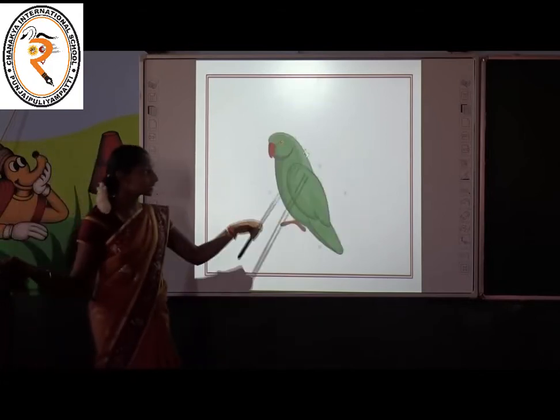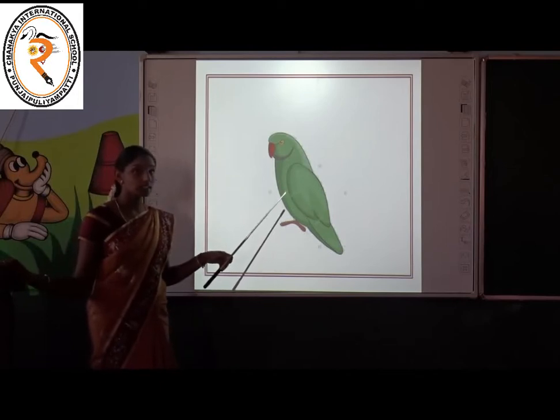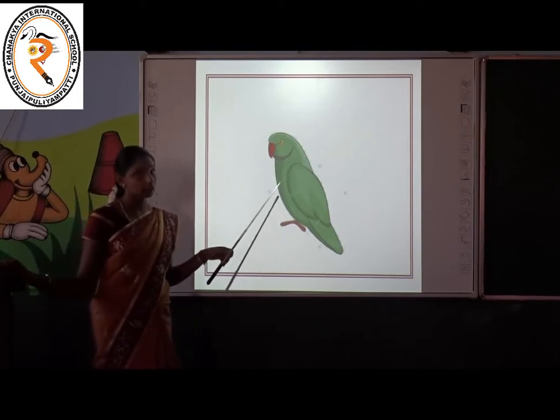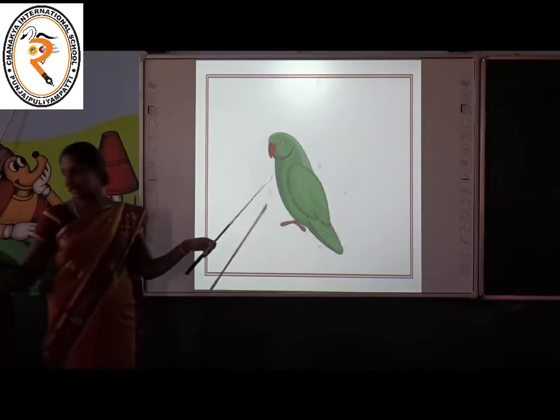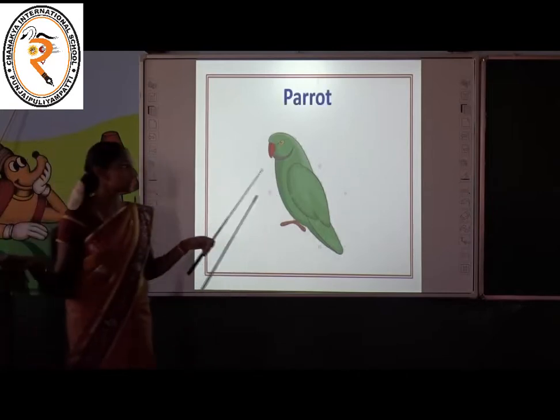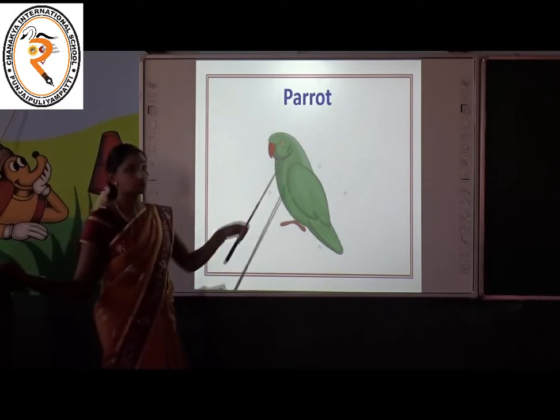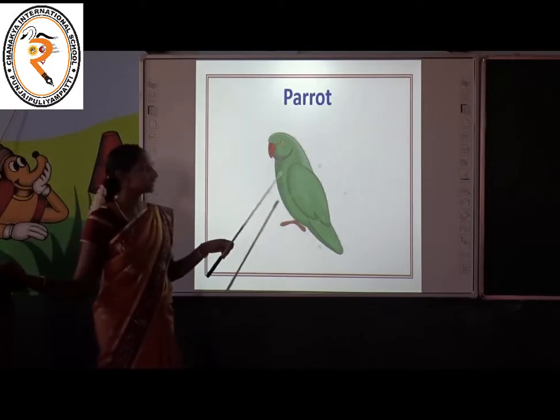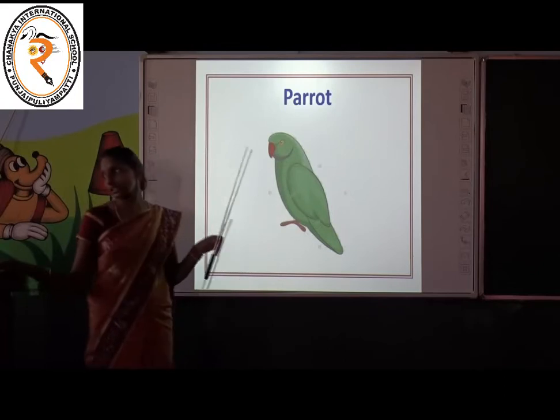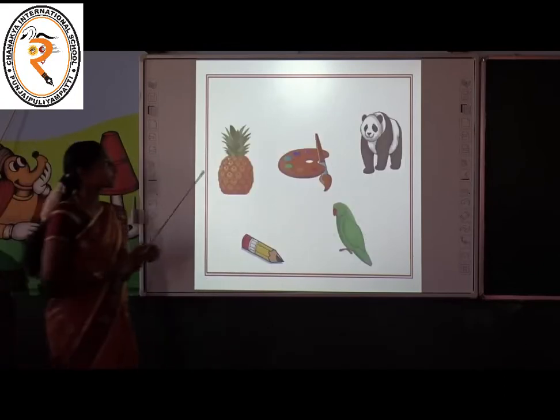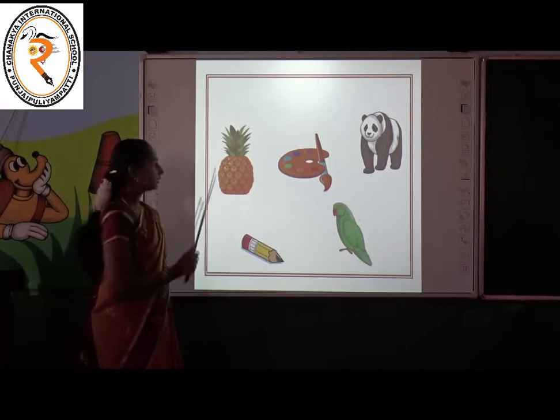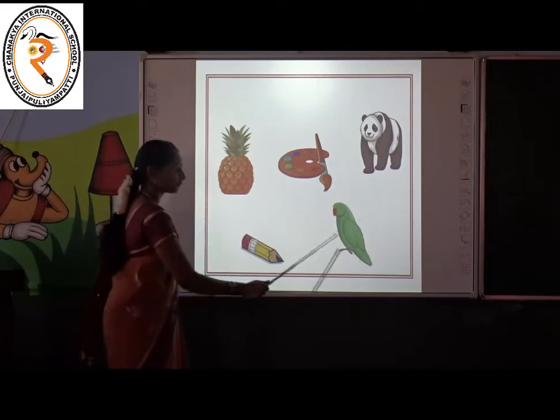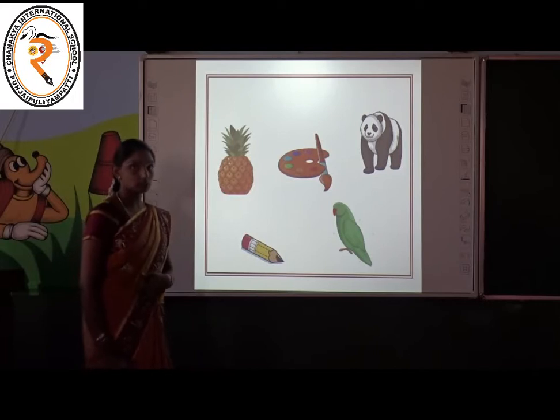Children, can you see this? What it is? It's a bird. Can you name this? Very good, children. Super. You are correct. This is a parrot. P-A-R-R-O-T. Parrot. This is a parrot. Now tell me, can you see there are 5 pictures given to you on the screen? 1, 2, 3, 4, 5. 5 pictures are given to you.